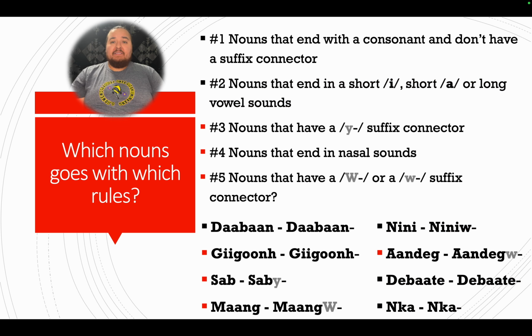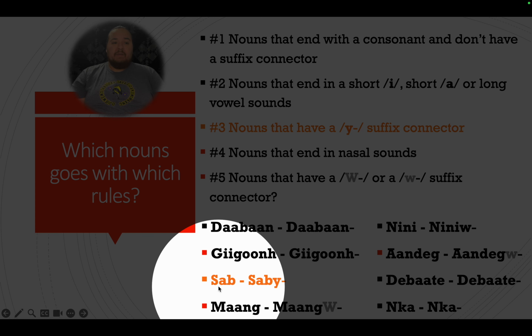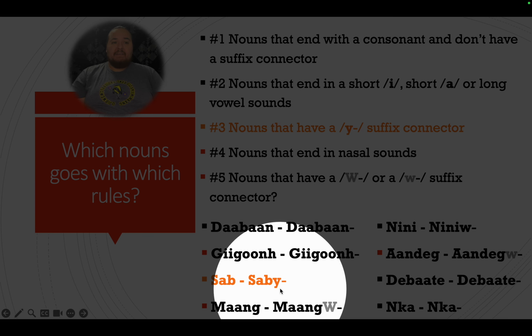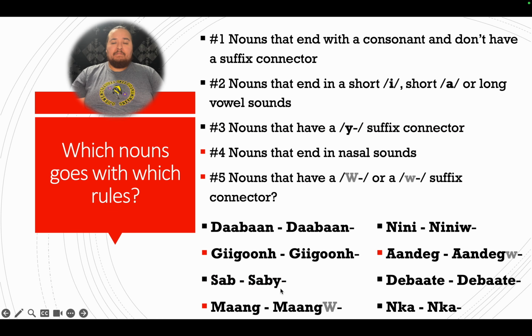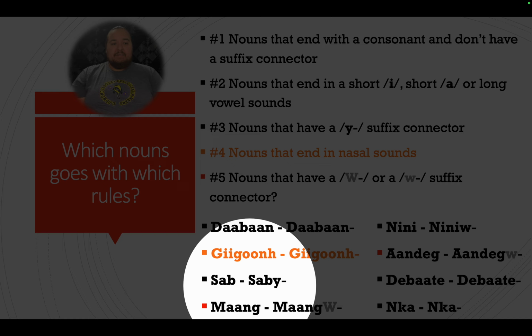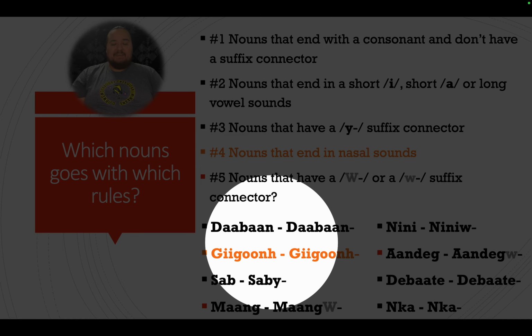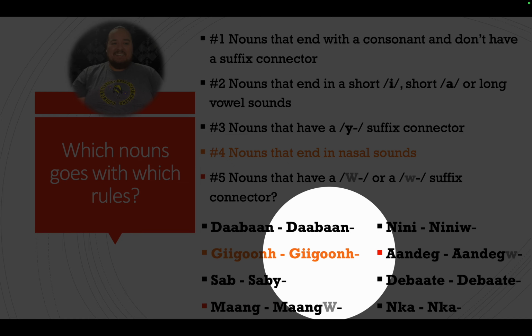Next are nouns that have a Y suffix connector. Like the example sub, which has a Y suffix connector. Next are our nouns that end in a nasal sound. We have an example here: gigon has a nasal ending, as indicated here.